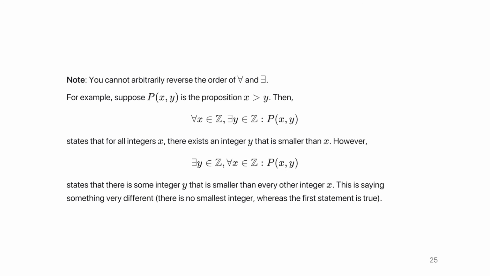However, if I rearrange this and move the there exists part to the front and the for all part second, what I'm now saying is there exists some magical y that's an integer, such that for any integer x, y is smaller than x. So what this is saying is there's some magical y that's smaller than any other integer. But that's just not true, because there's no smallest integer. Right? So these two propositions are saying very different things. So you can't reverse the order of these quantifiers.